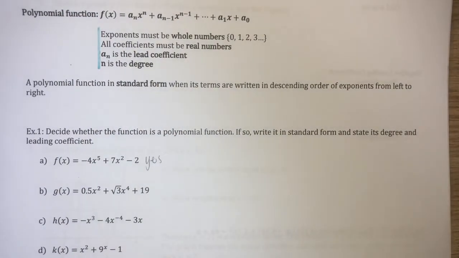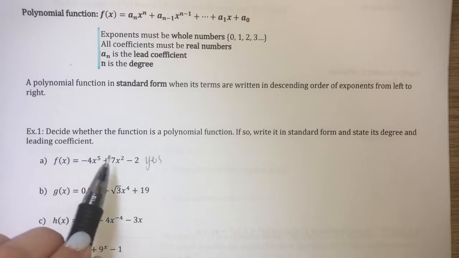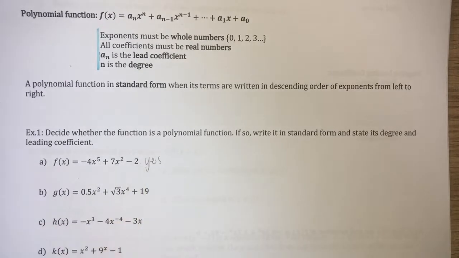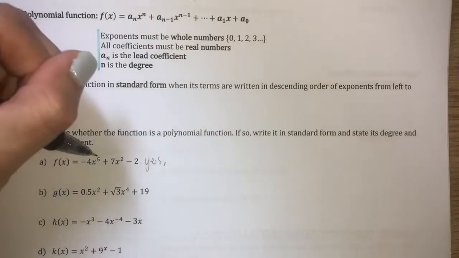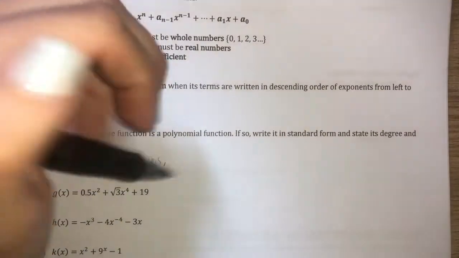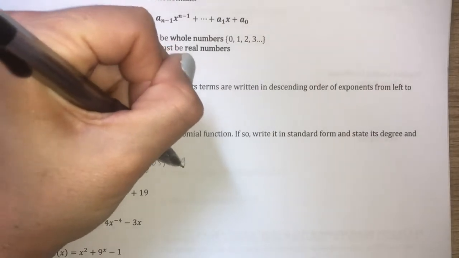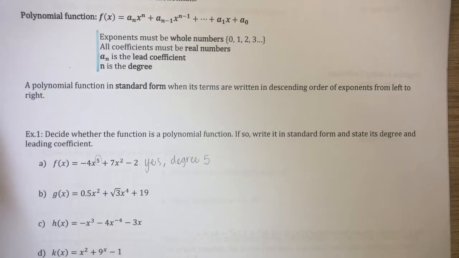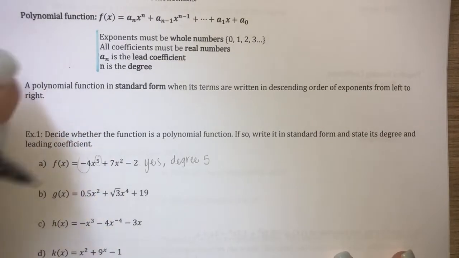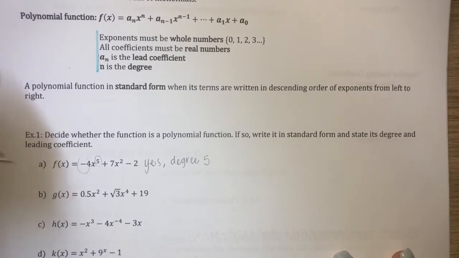As far as whether it's in standard form, or if we want to put it in standard form, it's highest exponent down to lowest. So 5, 2, and then this exponent would be 0, like x to the 0 power. So it's already in standard form, so now we just have to state the degree and the lead coefficient. The degree is going to be the highest power on x, so in this case, it's degree 5. And the lead coefficient, when it's in standard form, is that number out in front, the coefficient of that first term. So in this case, it's negative 4.